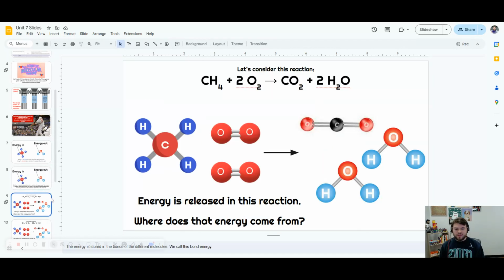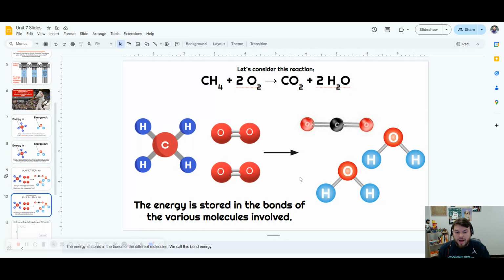Okay, and so let's see an example of this here with a combustion reaction. This is the combustion of methane, right? CH4. And so energy is overall going to be released in this reaction, right? Combustion we can associate with burning things, right? And so obviously if we're burning something, energy is being given off, right, in the form of light and heat. And so energy is being released in this reaction. Where is that coming from? Well, that is coming from the formation and the breaking of bonds, right?